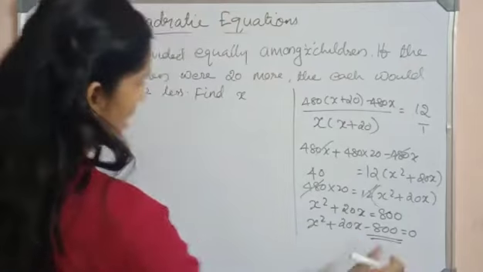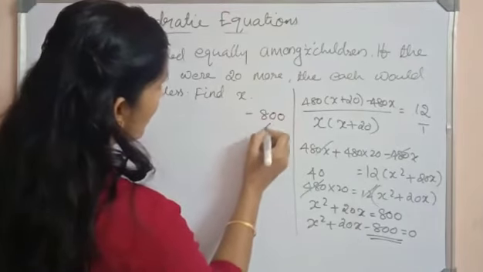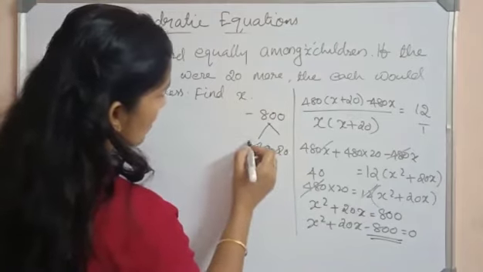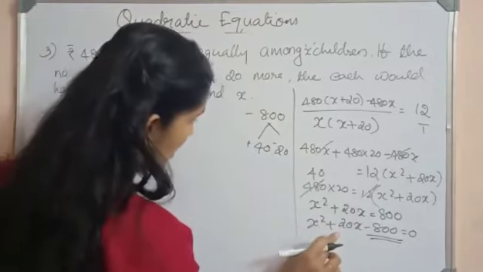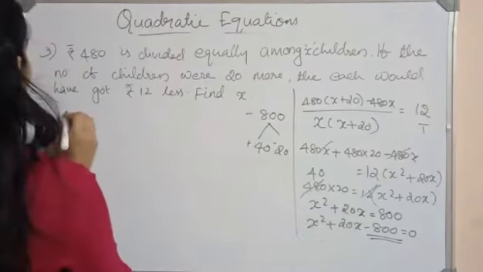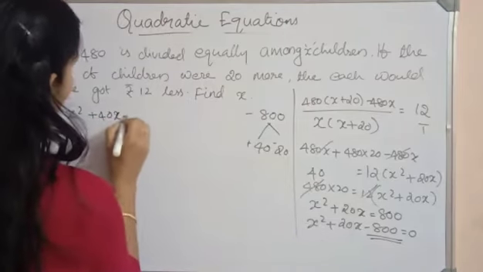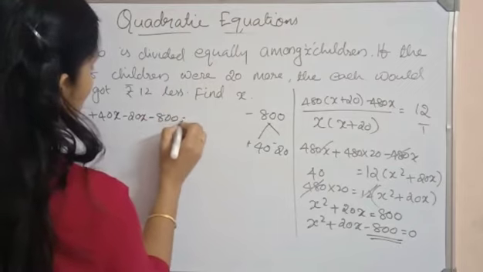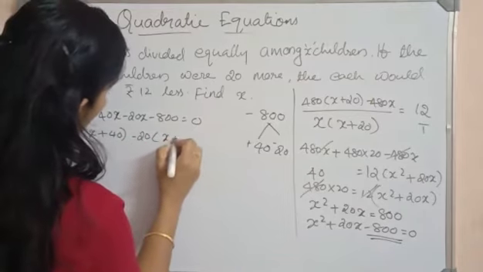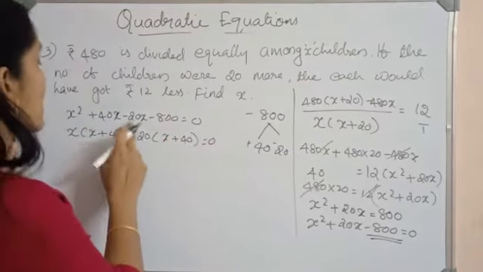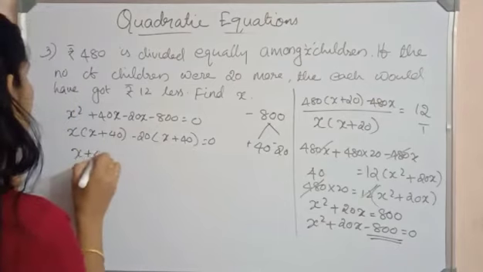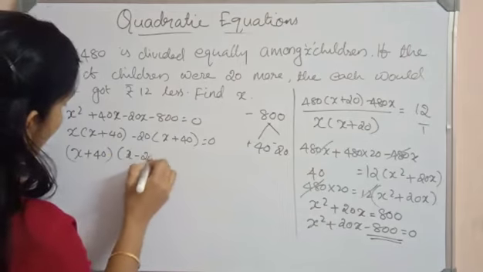Here the product is minus 800 and we need to split minus 800 into two terms. This will be 40 and 20. Here plus 40 and minus 20, since the sum is positive here. So the difference is 20 and the product is minus 800. So let's write this as x square plus 40x minus 20x minus 800 is equal to 0, or x into x plus 40 minus 20 into x plus 40 is equal to 0. Here minus 20 we are taking common, so the terms become positive. So x plus 40 into x minus 20 is equal to 0.